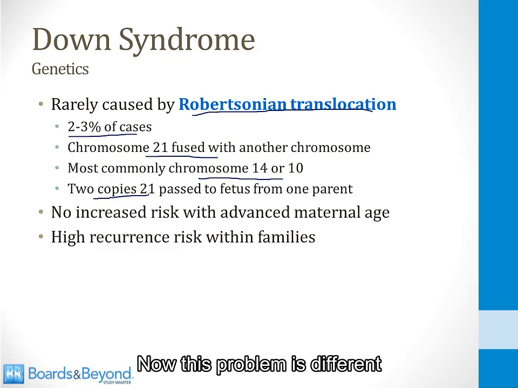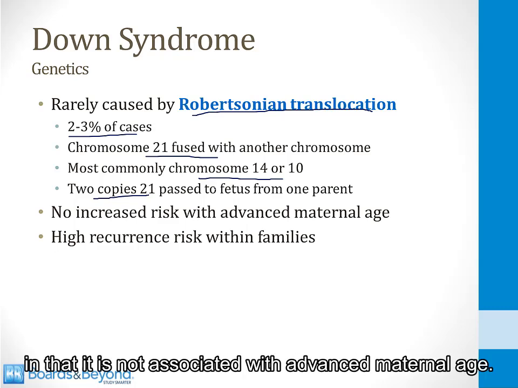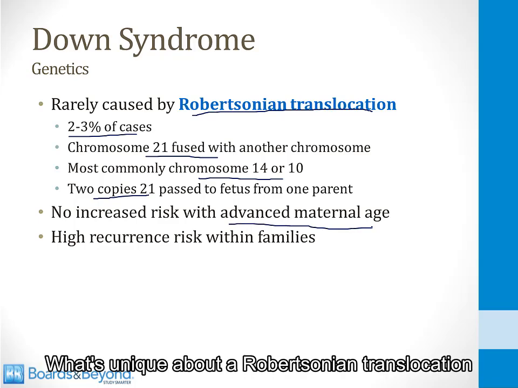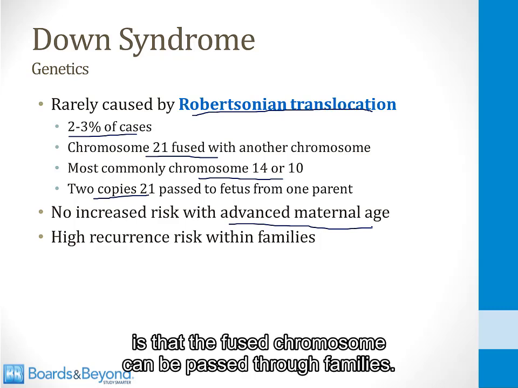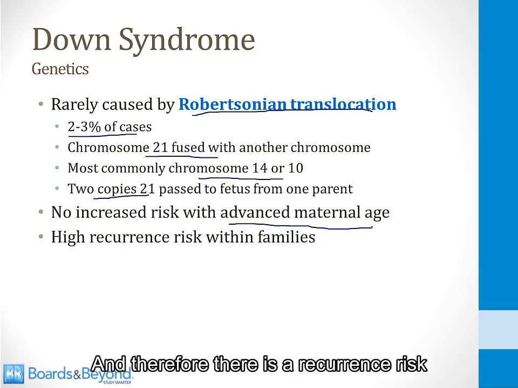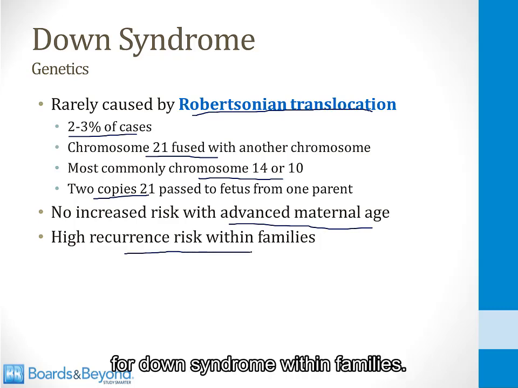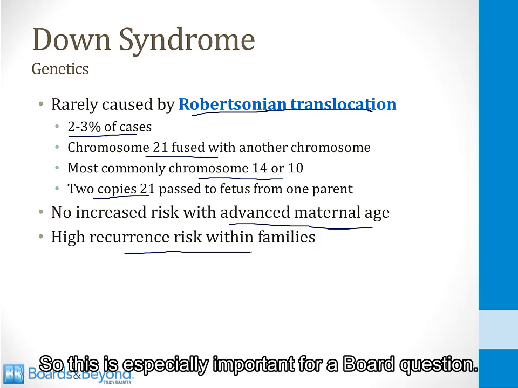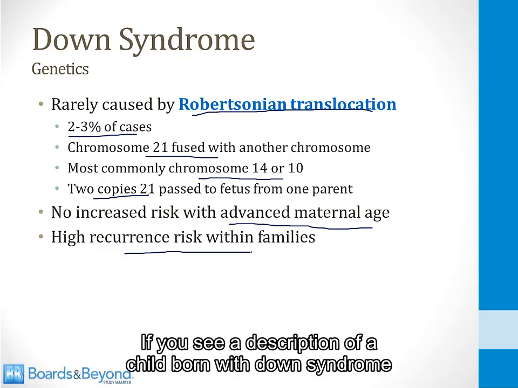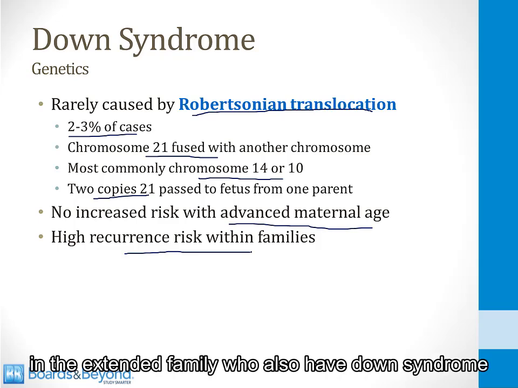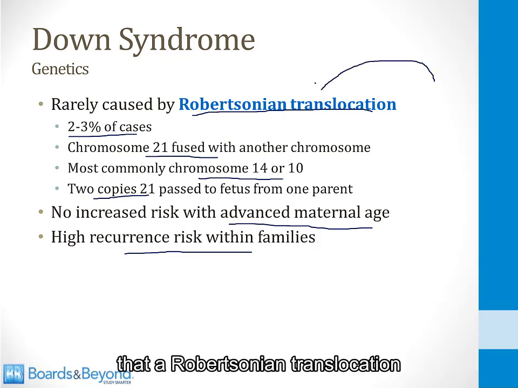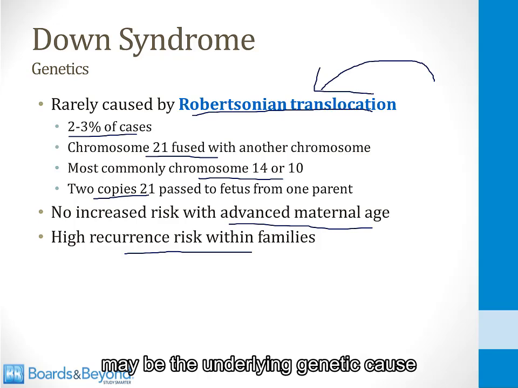Now, this problem is different from meiotic non-disjunction in that it is not associated with advanced maternal age. What's unique about a Robertsonian translocation is that the fused chromosome can be passed through families, and therefore there is a recurrence risk for Down syndrome within families. So this is especially important for a board question. If you see a description of a child born with Down syndrome, and there are a number of family members in the extended family who also have Down syndrome, you should think about the possibility that a Robertsonian translocation may be the underlying genetic cause of Down syndrome in that family.